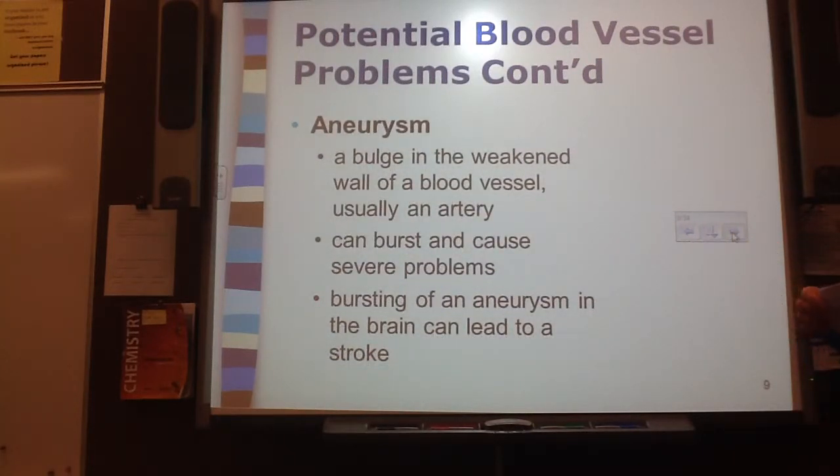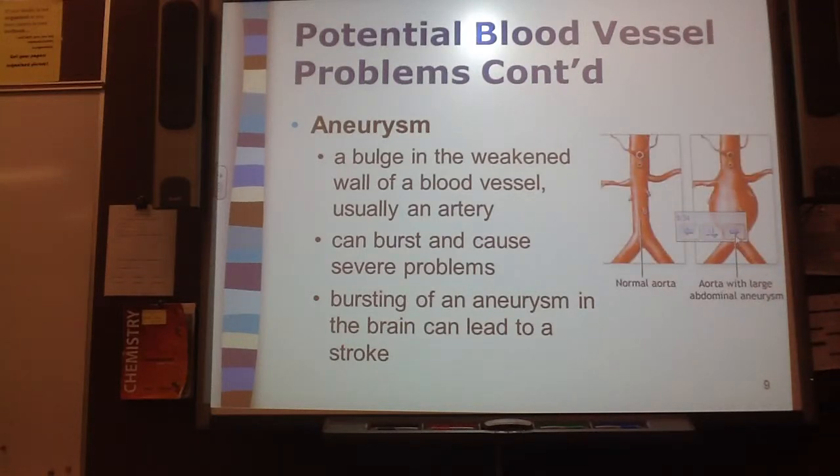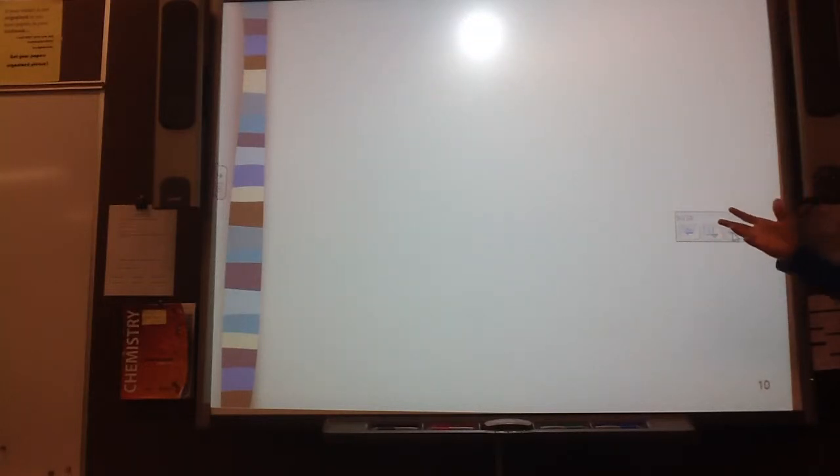Another problem is something called an aneurysm. This is when there's a bulge in a weakened wall of a blood vessel, usually an artery. It can burst and cause severe problems. The bursting of an aneurysm in the brain is what is a stroke. So when you say that somebody's had a stroke, this has happened in their brain. So that's not good. And that's why you could have so many other neurological problems after a stroke, because it's connected with blood flow to your brain.